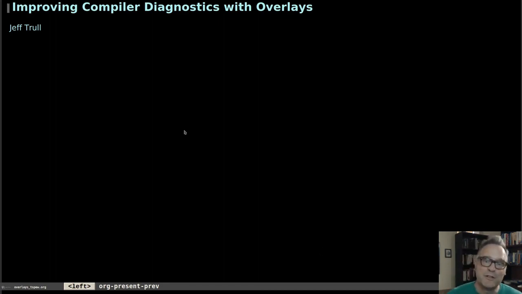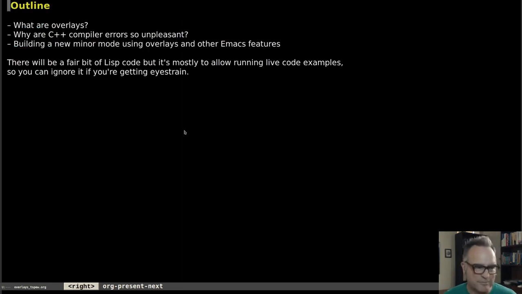I'm Jeff Trull, and today I'm going to talk to you about improving C++ compiler diagnostics using overlays and other features from Emacs. First, an overview of my talk. I'm going to cover what overlays are and how you can use them in code. Then I'm going to talk about C++ and why its compiler errors can be so onerous. Finally, we'll take that information and build a new minor mode using overlays and other Emacs features.